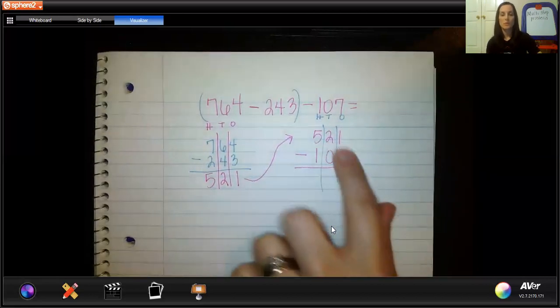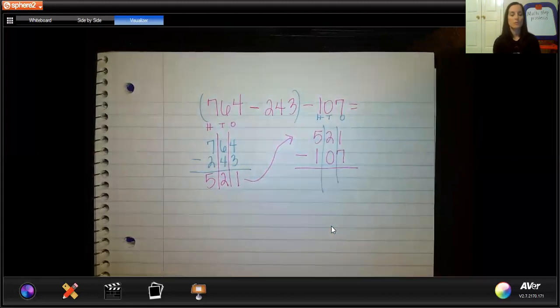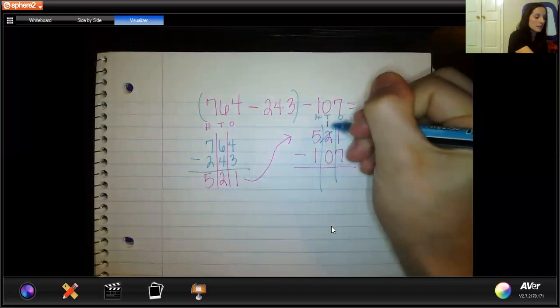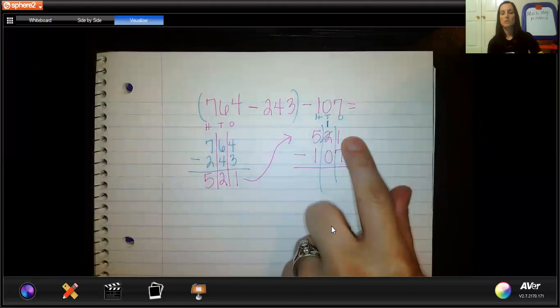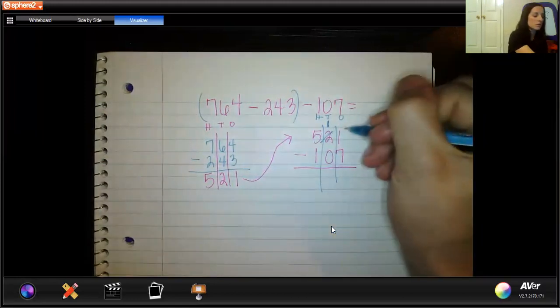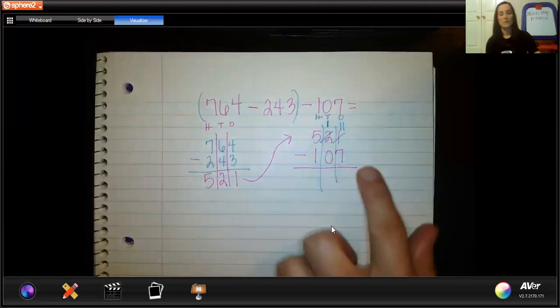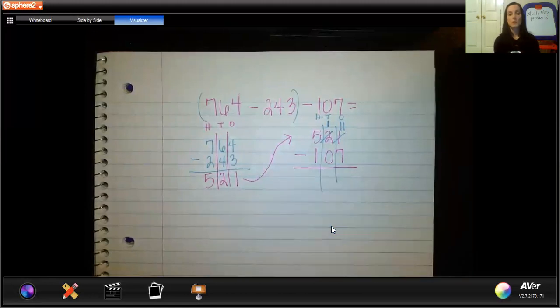Now, we know that this is a bigger number at the bottom, so we need to go next door and get 10 more. So instead of 2 tens, we're going to take one of them away, and that should be 1 ten. And then we're going to take that 10, break it apart into ones. So now instead of 1 one, we're going to have 11 ones. So 11 minus 7, your answer should be 4.